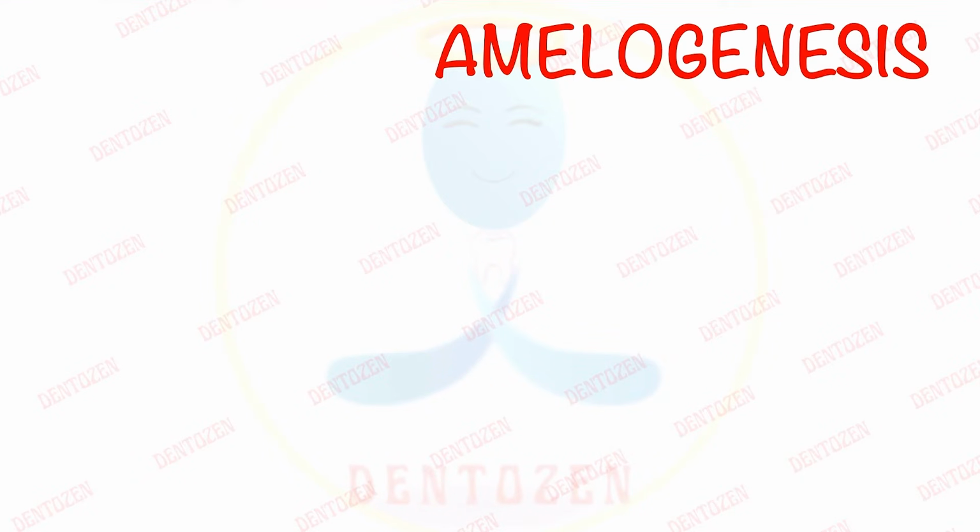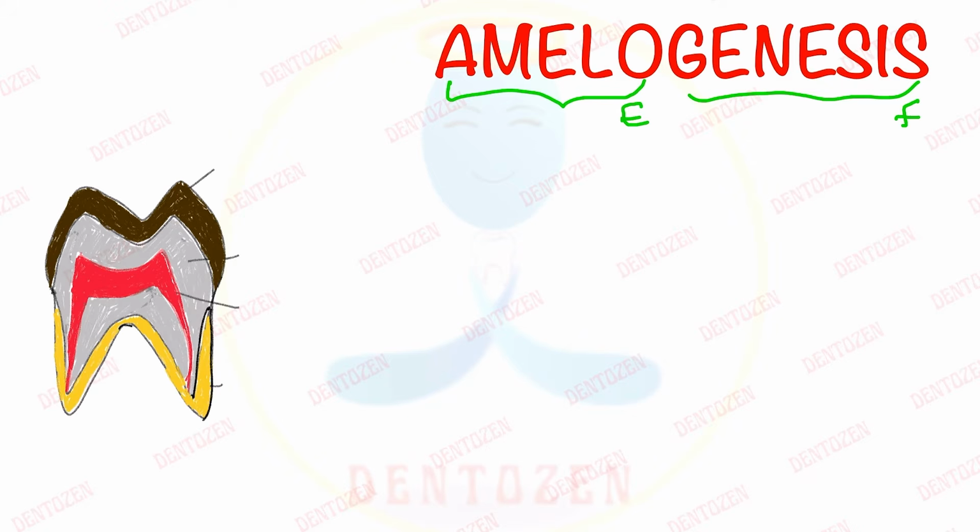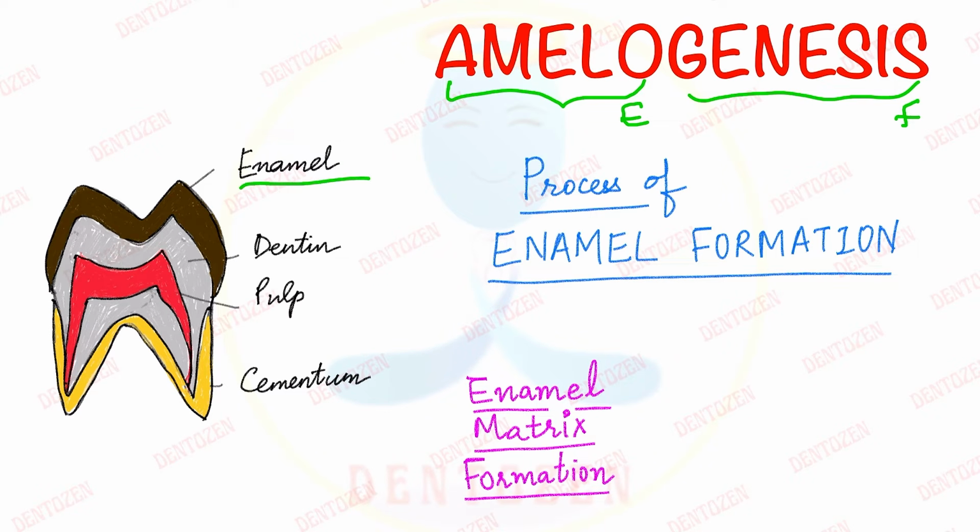Today we are here with a new video where we are going to hear about amelogenesis. Amelo refers to enamel and genesis refers to formation. So amelogenesis is the process of enamel formation. In this there are two steps.